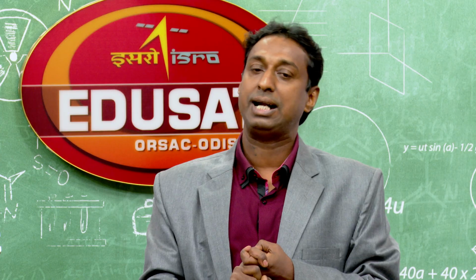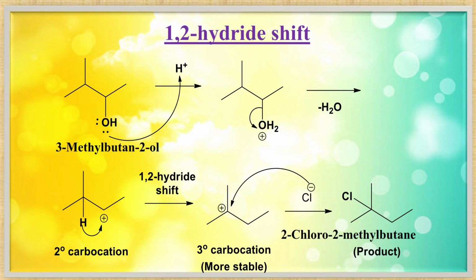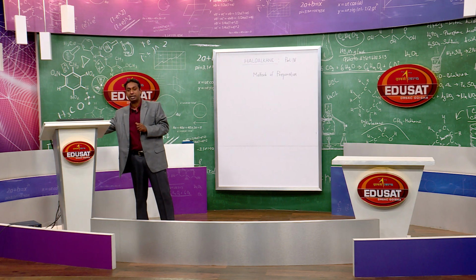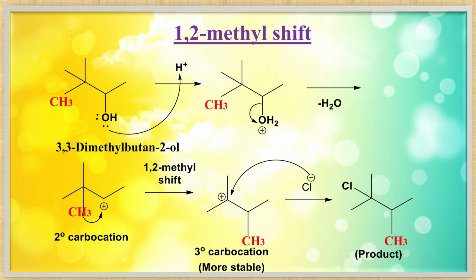Remember, this type of shift is called a 1,2 hydride shift, because the carbocation is at one position and the hydride, means the hydrogen atom, is at the next carbon, that is the 2 position. So, shifting is from 1 to 2, called a 1,2 hydride shift. This is because of the formation of a more stable carbocation. A similar thing you can see in the next one, a 1,2 methyl shift.